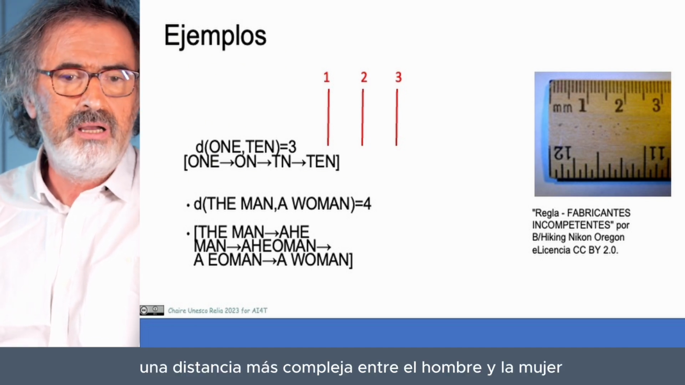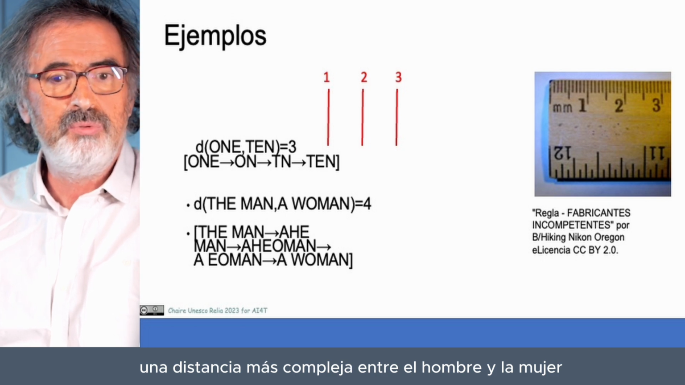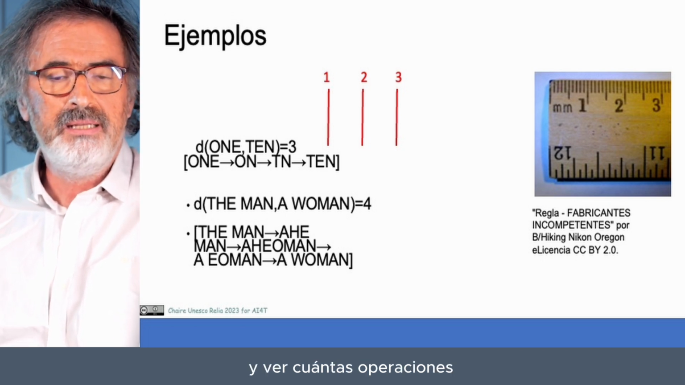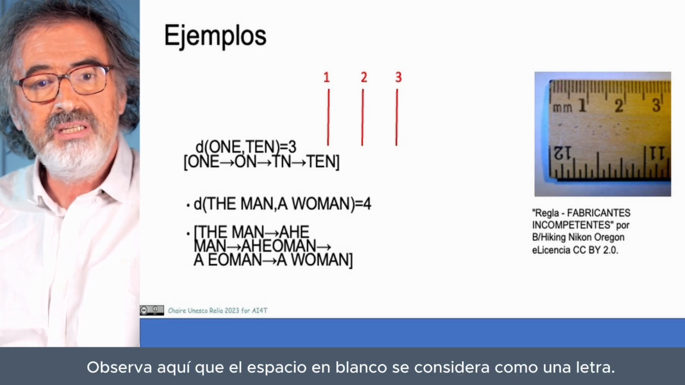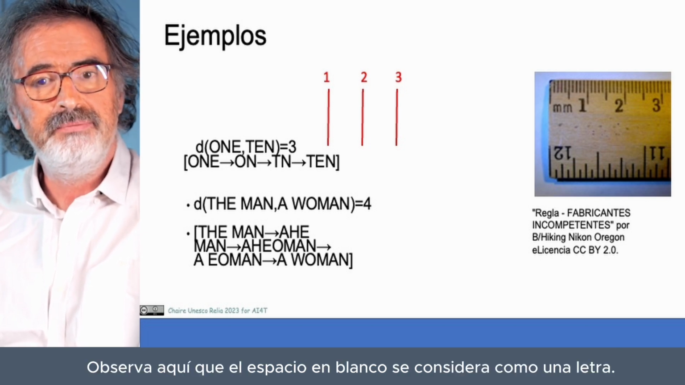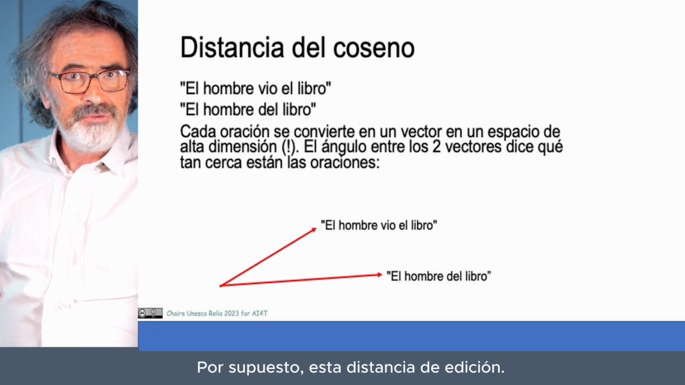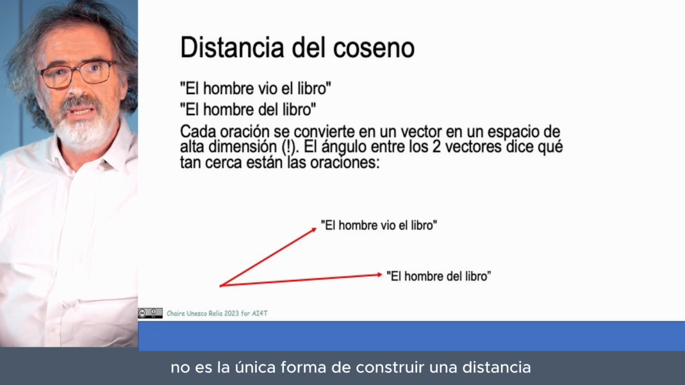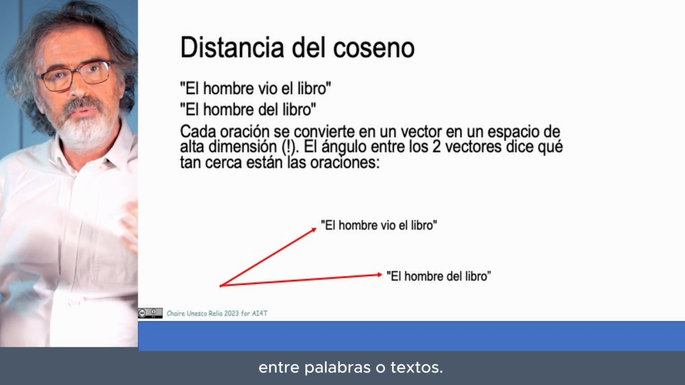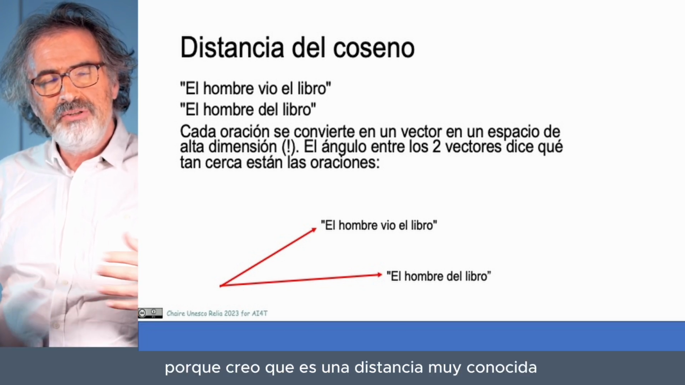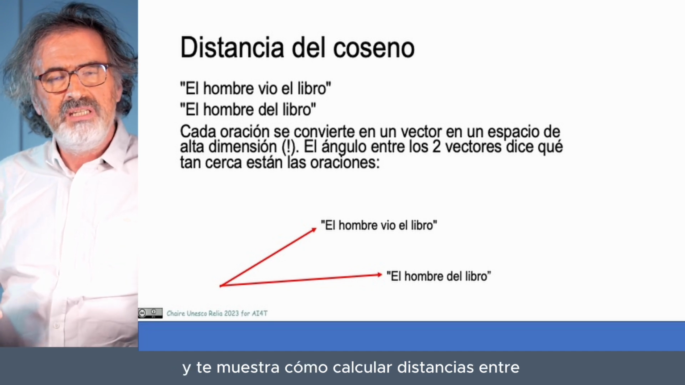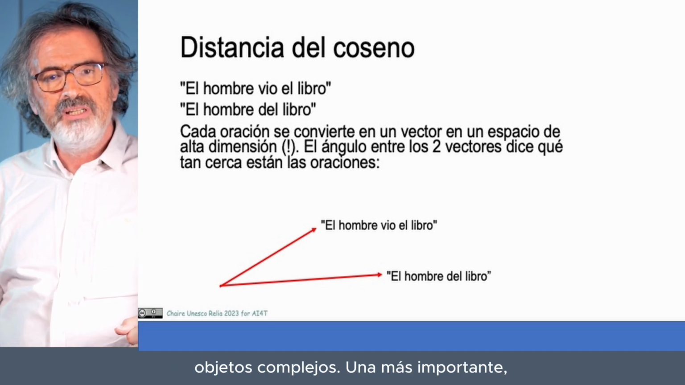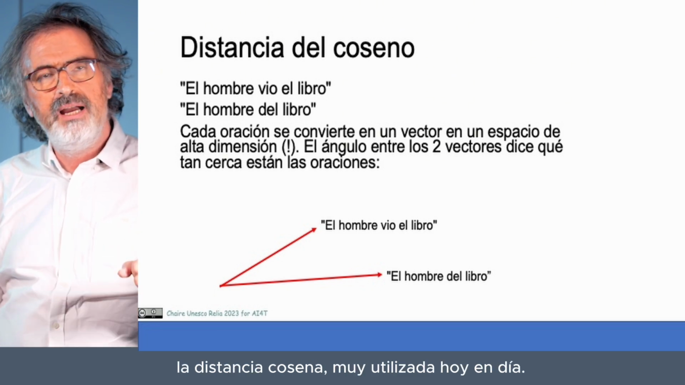And you can compute a more complex distance between the man and a woman and see in how many operations you go from one to the other. Notice here that the blank is taken as a letter. Of course, this edit distance is not the only way to build a distance between words or between texts. I have shown it because I think it's a very well-known distance, and it shows you how you can compute distances between complex objects. A more important one, very used today, is called the cosine distance.